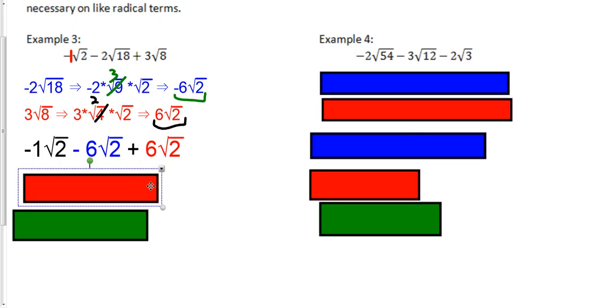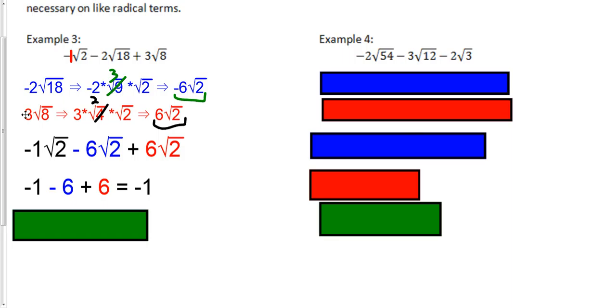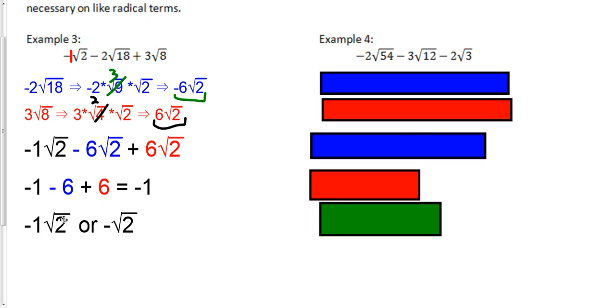So when we try to put them together, we just add the coefficients. This negative 1 from here, negative 6 from here, plus 6 from here. So negative 1 minus 6 plus 6 equals negative 1. So you'd call it negative 1 square root of 2, or you really don't even need that 1 part there. You can just call it negative square root of 2. Either one of these would be fine as your final answer.